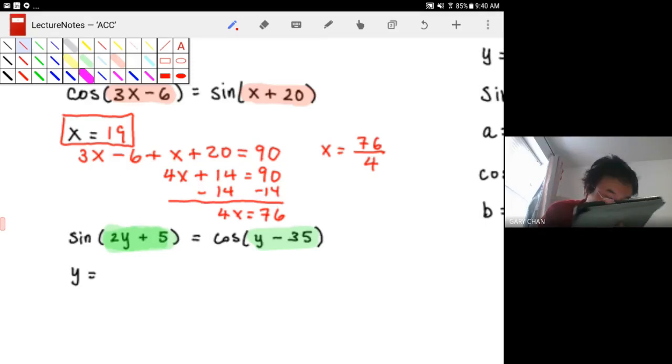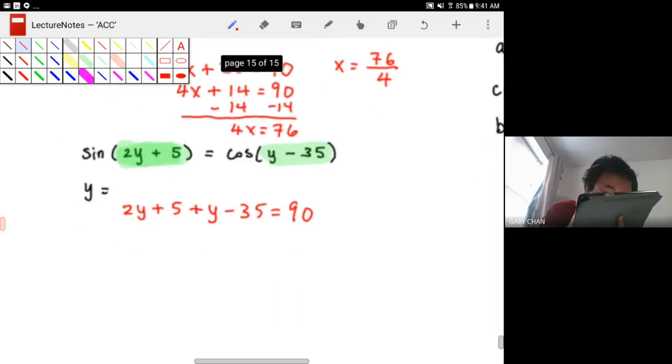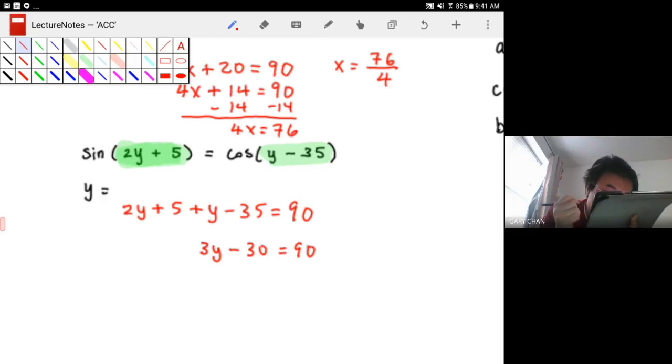That's right. So if you take 2y plus 5 plus y minus 35, they do add up to 90. And again, we're going to go through the same process of solving for what y is. We're going to combine like terms. We end up with 3y minus 30 is equal to 90. Add 30 to both sides. We end up with 3y is equal to 120, or y is equal to 40.